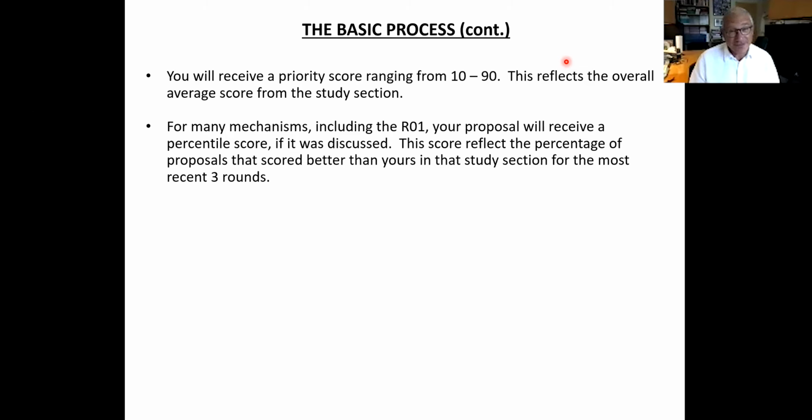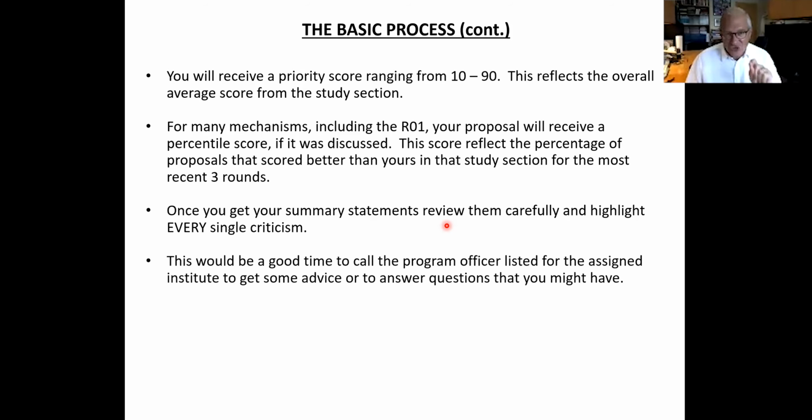So once you get your summary statements, review them carefully and highlight. Take a highlighter, or if it's a PDF, just highlight every single criticism, no stone unturned, because you don't know which one was really the score driving issue. You can sort of find that out by calling your program officer. And I suggest that you do that, but don't do that until you get your summary statement. So you see what they say, you're going to have questions.